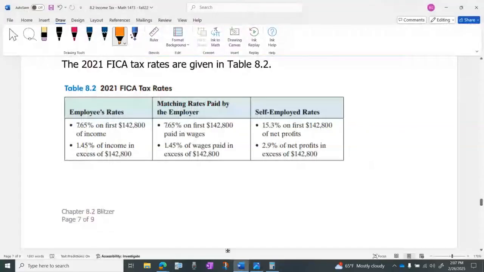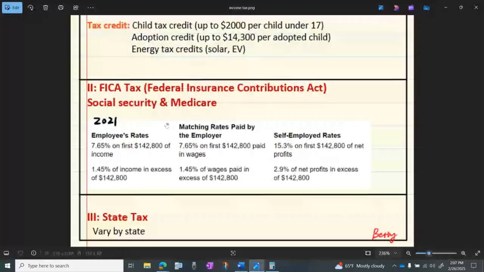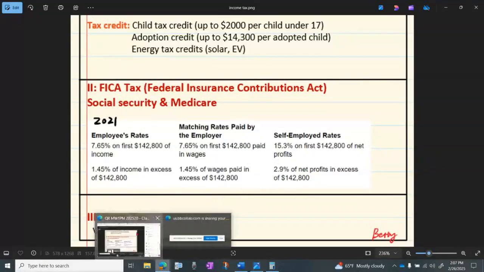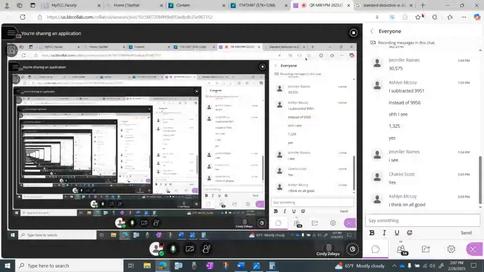By the way, besides the federal income tax and the FICA, you have to pay state income tax. In the United States, there are a few states that do not have state income tax, including Florida. We can do the research just a little bit. I couldn't remember all the states. I know Florida does not.